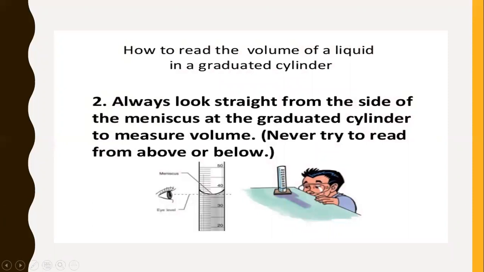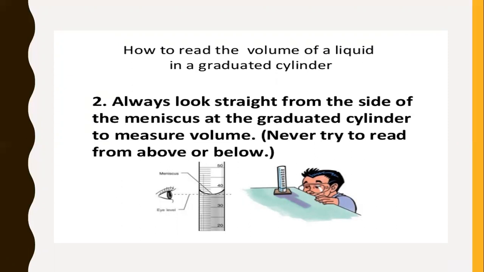Always look straight from the side of the meniscus at the graduated cylinder to measure volume. Graduated cylinder means the cylinder which has some divisions, which has some marks. That cylinder is known as a graduated cylinder.